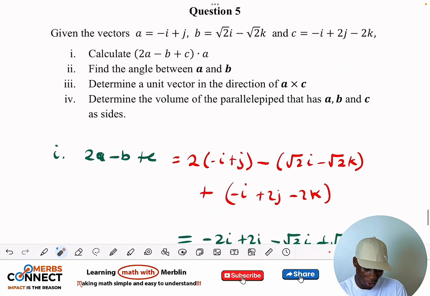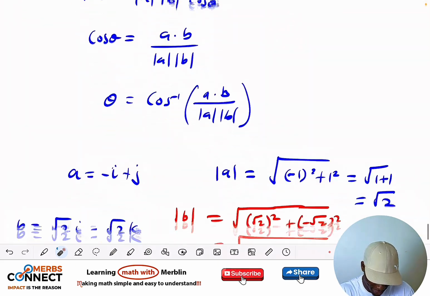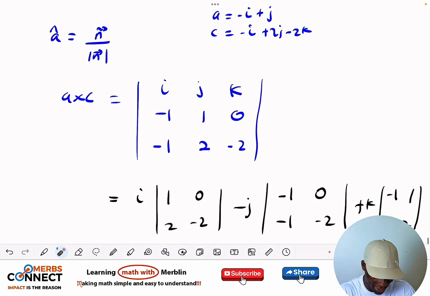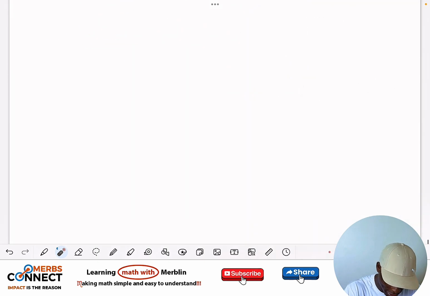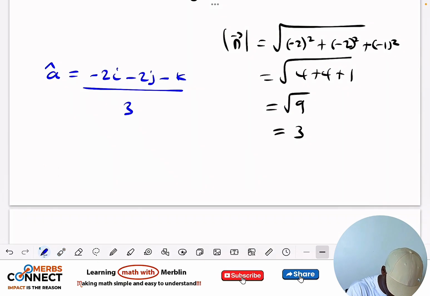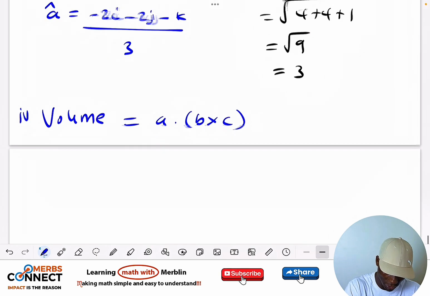Let's do the last one under this. We want to find the volume of a parallelepiped that has A, B, and C as sides. So the volume of a parallelepiped is just A dot B cross C. So let's just write them here. The volume is going to be this. So that's the last question here. The volume is equal to A dot B cross C. So that's basically what we just need to do.